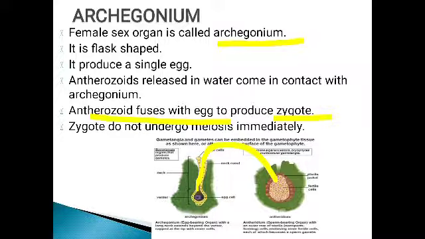The zygote is diploid in nature. What is diploid? Di means two, isn't it? Diploid means it is having two sets of chromosomes. Why is it having two sets of chromosomes? Because it is formed as a result of fusion of antherozoid with the egg. Antherozoid is the male gamete which is having one set of chromosomes. Egg is the female gamete which is having one set of chromosomes. So one set plus one set, it becomes two sets of chromosomes. That's why the zygote is diploid in nature.